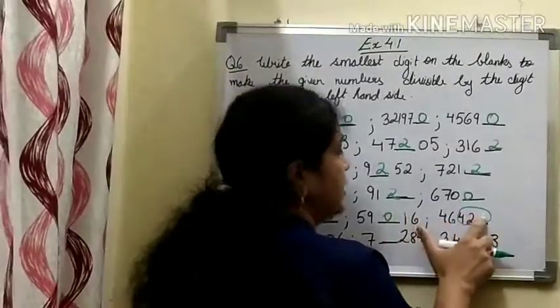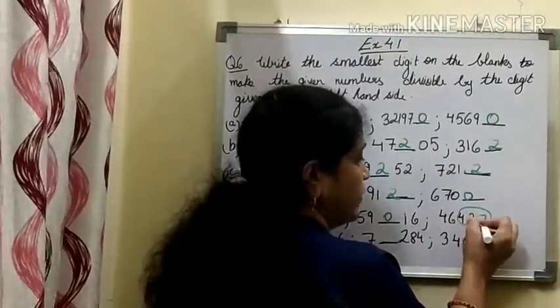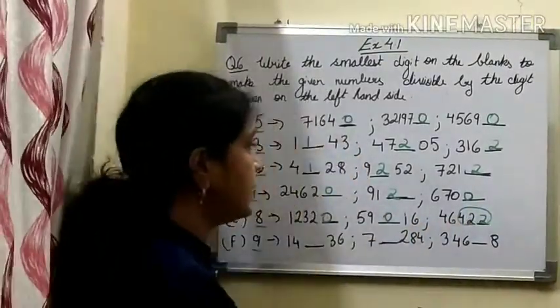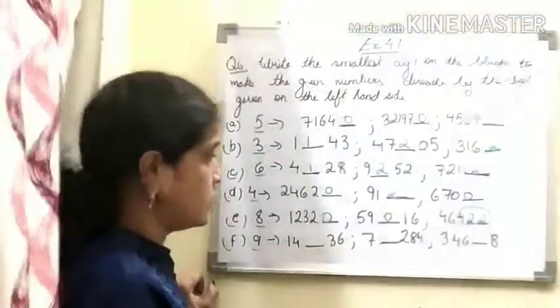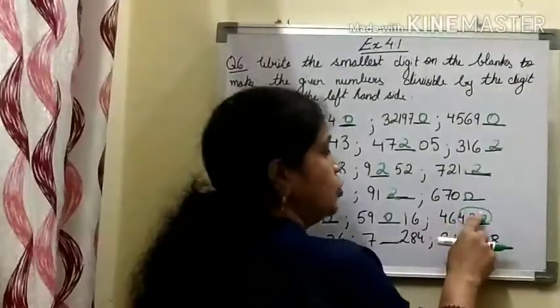Now I will try the next. I will put 2 here. Okay. Now it becomes 422. 8 fives are 40, 22. 22 again is not divisible by 8. So 2 is also ruled out.